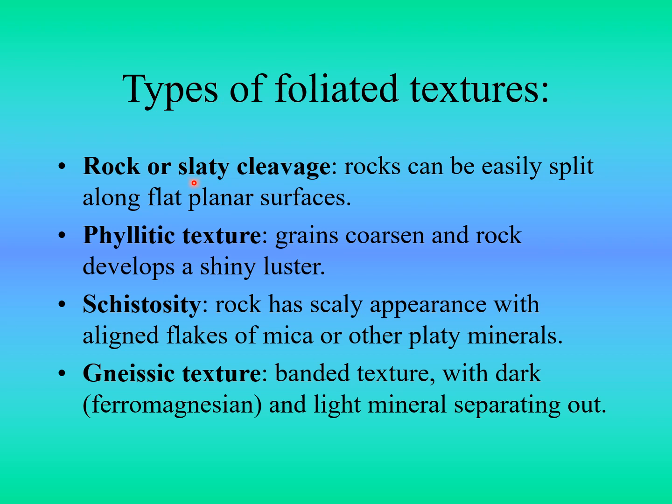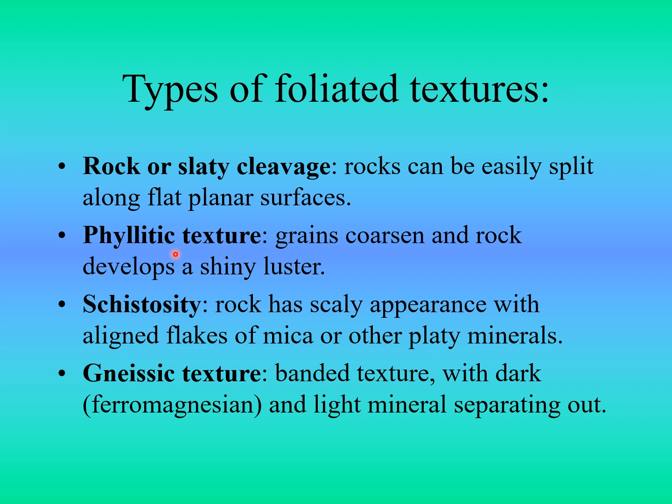So for slates, we have slaty cleavage. And here you can kind of just break the rock up into planar, flat surfaces. Like you can take a slate and you can kind of just pull it apart. With a phyllite, the grains start to coarsen and the rock will develop this shiny luster. And you'll see in your rock kits, the slates tend to have kind of flat planes on it. Looks like a cleavage plane. It's not as shiny as a cleavage plane in a mineral, but the same thing is basically happening there.